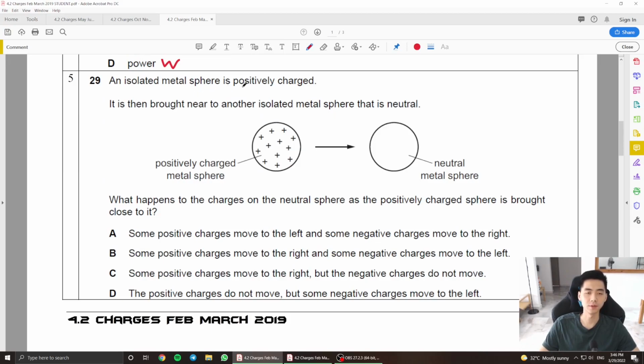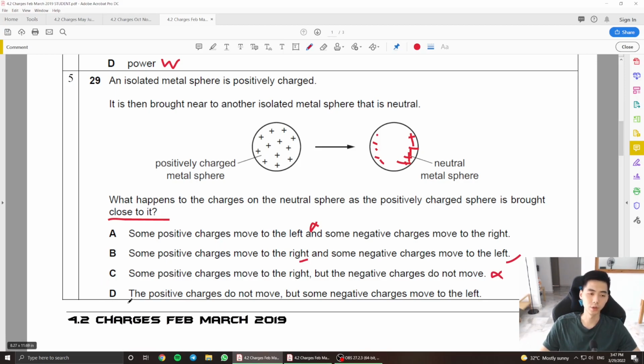An isolated metal sphere is positively charged. It is then brought near to another isolated metal sphere that is neutral. What happens to the charges on the neutral sphere as the positively charged sphere is brought close to it? What's going to happen is all the negative charges will be towards the left and the positive charges will be towards the right. So some positive charges will move towards the left, no. Some positive charges will move towards the right, and some negative charges will move towards the left, logical. Move towards the right, but negative charges do not move, not logical.